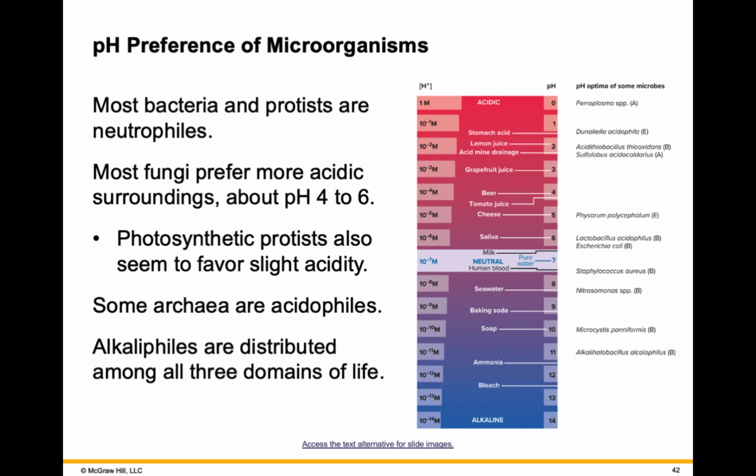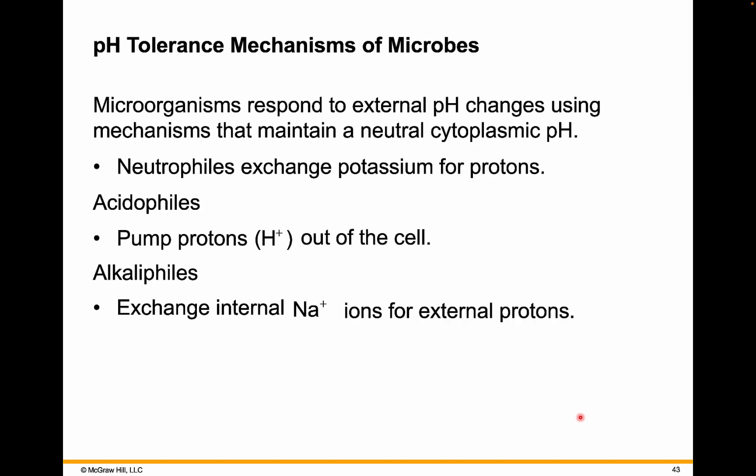In contrast to the acidophiles and alkaliphiles, most bacteria and protists are neutrophiles, and they grow close to neutral pH. But a few of the fungi like to have a little bit more acidic surrounding. Some of the photosynthetic protists also favor slight acidity. And we can see that several archaea are acidophiles. And also the alkalophiles are distributed in all three domains of life as well.